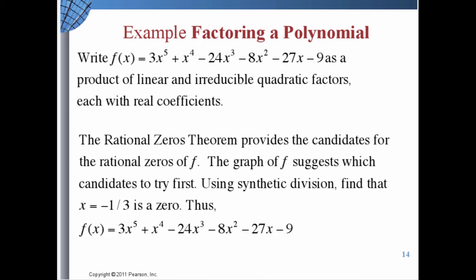So the rational zeros theorem provides the candidates for the rational zeros of f. We could list those out. The graph of f, if we look at that on our calculator, suggests which candidates to try first. Using synthetic division, we find that x equals negative 1/3 is a 0. So again, using our rational zeros theorem and our graphing calculator to take a look at the picture of the graph, we can determine that x equals negative 1/3 is in fact a 0. That gets us started in the process of breaking this polynomial down to a product of linear factors and irreducible quadratic factors.